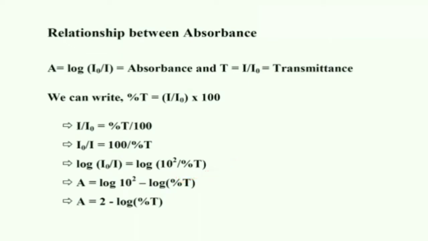So this implies A is equal to log of 10 to the power 2 minus log of percentage T, and finally we get A is equal to 2 minus log of percentage T. So if we know the percentage transmission, then we can calculate the absorbance A using this relationship.